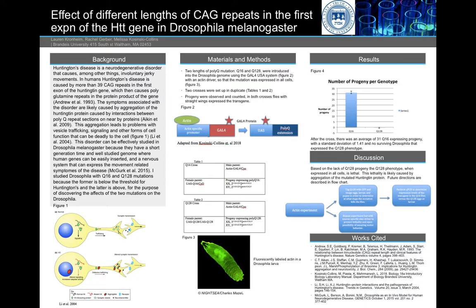GAL4-UAS system with an actin driver was utilized. With this system, the transgene is integrated into all cells, but only expressed in the cells that contain a tissue-specific driver, in this case actin. However, since actin is expressed in all cells, so is the polyQ mutation.